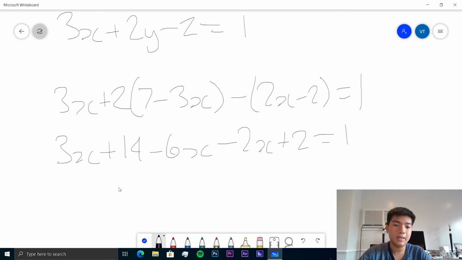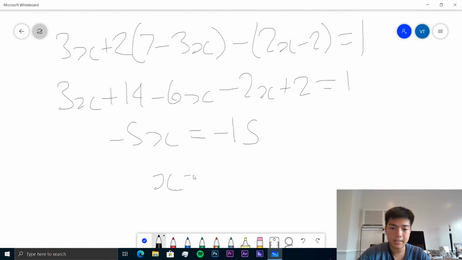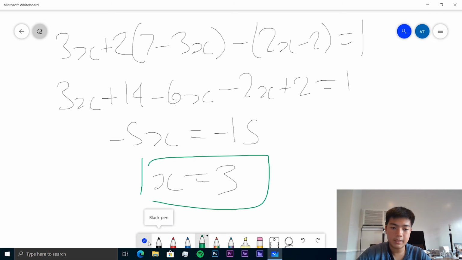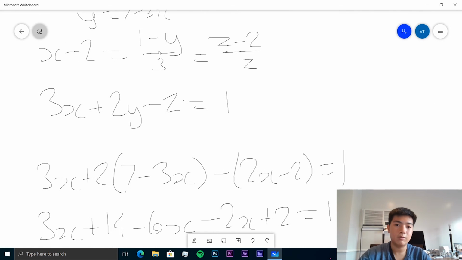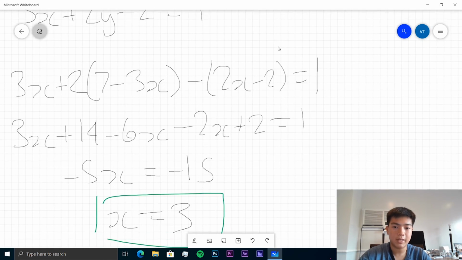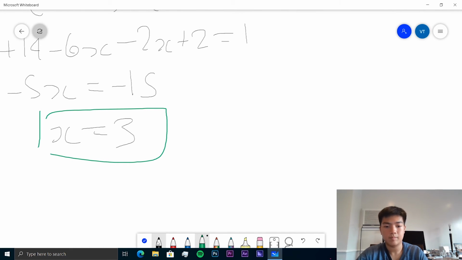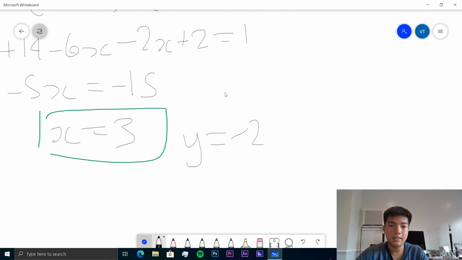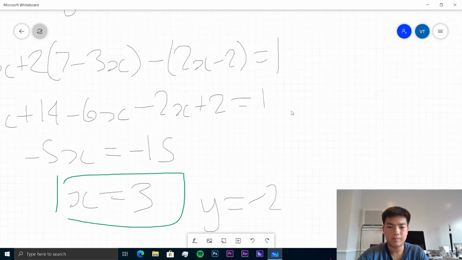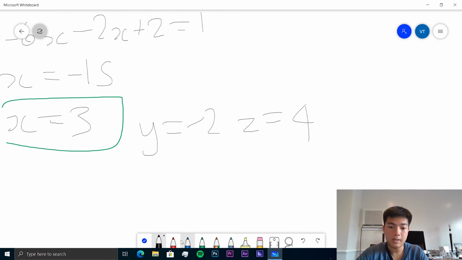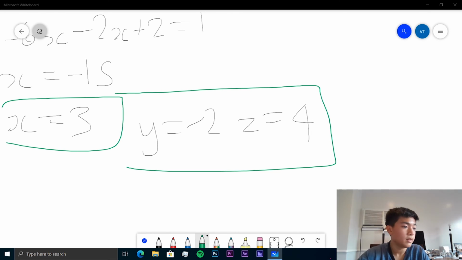So we have negative 5x is equal to 1 minus 16, this is negative 15. So x is equal to 3. Then we can plug it into here: 1 is equal to (1 minus y) over 3, so y is equal to negative 2. And z is equal to 4. Yeah, so this should be the correct answer. Just check if that's correct. Yeah, (3, -2, 4).